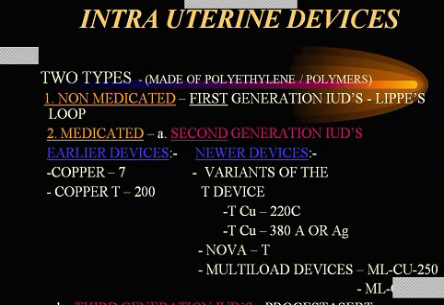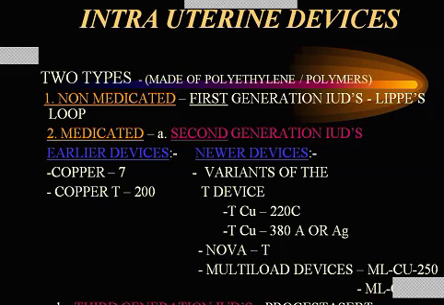The medicated second generation IUDs are again subclassified into earlier devices and newer devices. Among the earlier devices, there are two types, copper T and copper T200. The variants of the earlier devices are the newer devices. These are the variants: copper T220C, copper T 380A, and the multi-load copper devices. There are two sizes, multi-load copper 250 and multi-load copper 375.